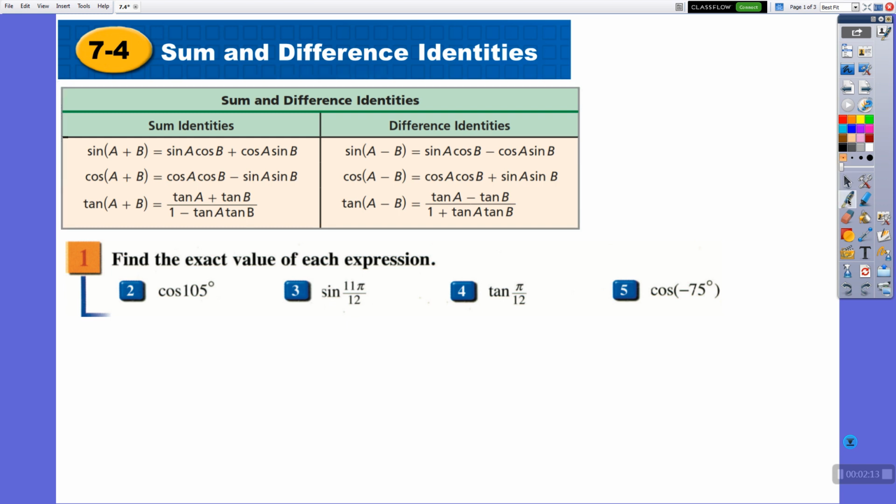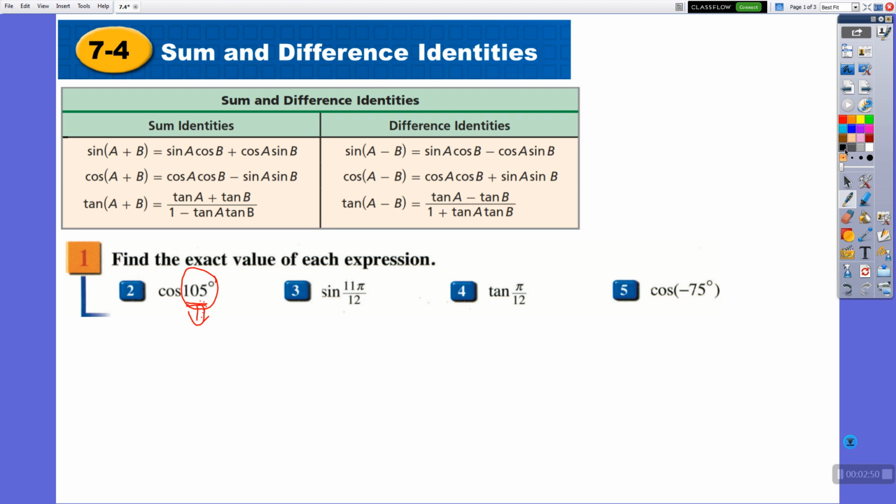Find the exact value of each expression. So the idea here is we are given an unknown angle. So far we worked with special angles, some famous angles, but this angle is a mysterious angle. All I have to do here is write this mysterious angle in terms of sum or difference of 2 famous angles. So how can you think about 105 degrees here? How can I write 105 in terms of sum or difference of 2 famous angles?